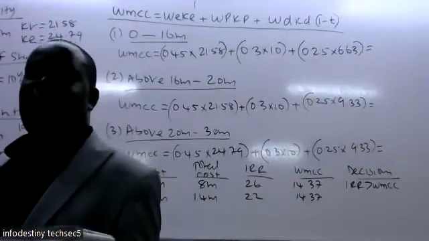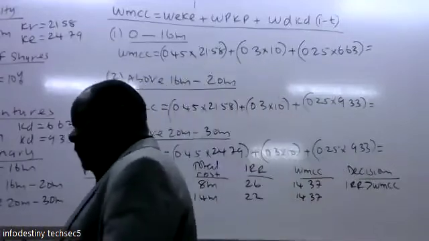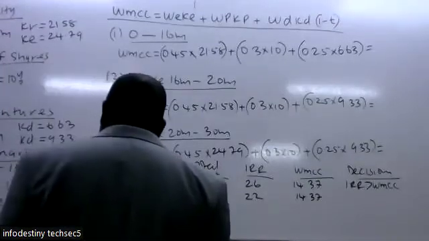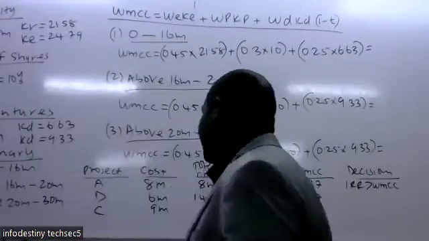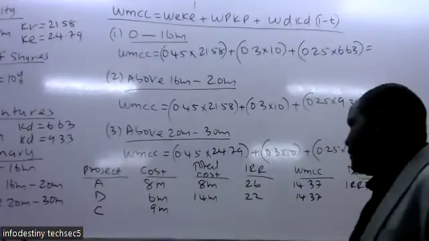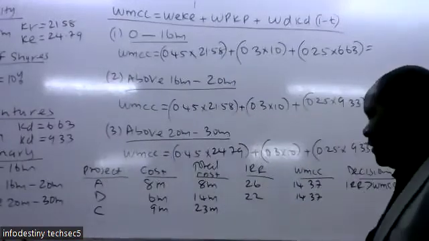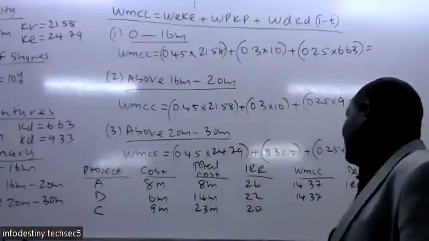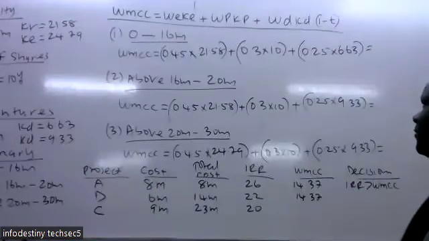The next one should be which one, according to the question? The next one should be C. So C has an initial cost of 9 million. So cumulative, it will be 23 million. Then IRR is what percent? 20. So 23 million is above 20 to 30.